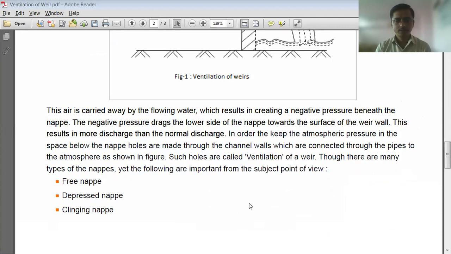Now here the definition of it is not mentioned properly. Write down the definition like this. In order to keep the atmospheric pressure in the space below the nappe, holes are made through the channel walls which are connected through the pipes to the atmosphere as shown in figure. Such holes are called as the ventilation of Weir.